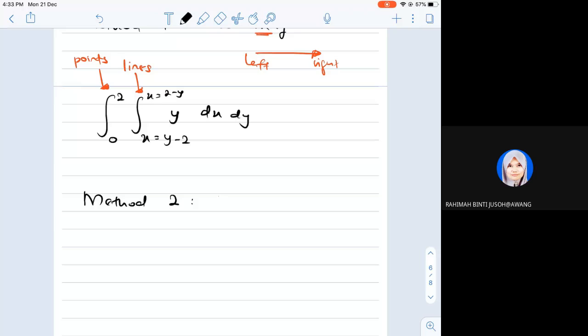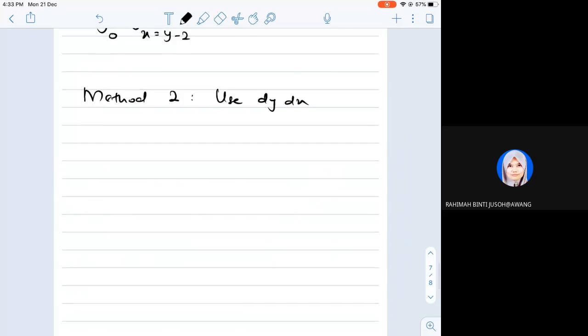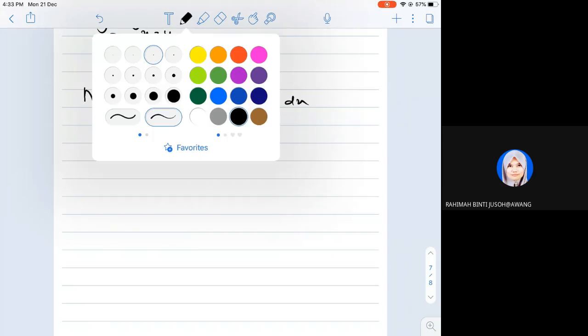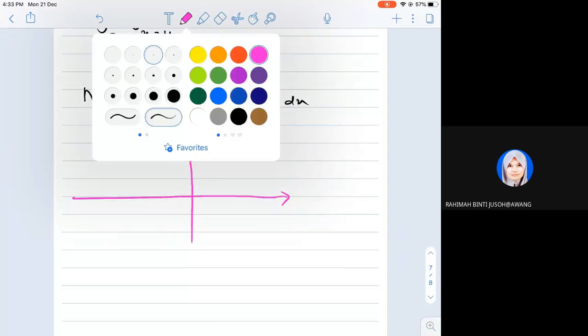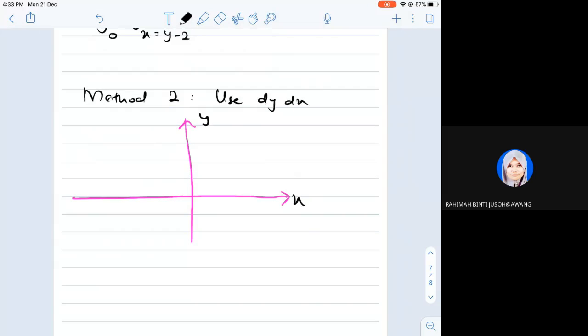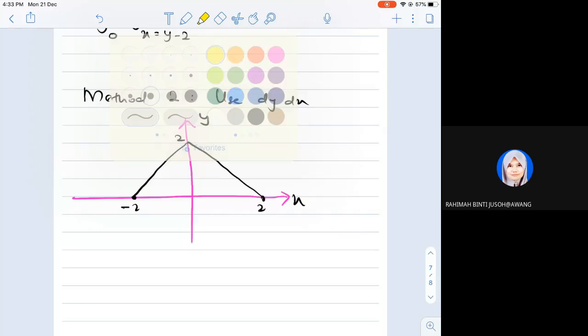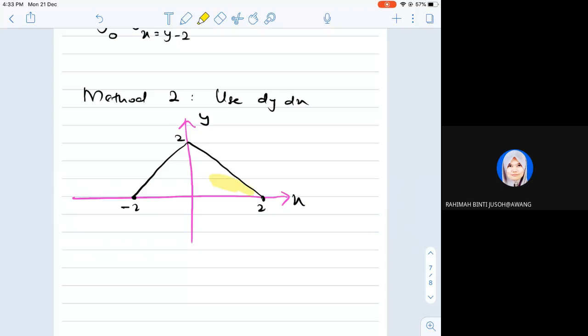Let's say we use dy dx. Okay, so now let's say again I resketch the graph so that you can understand what I mean by move from left to right, bottom to top. Okay, so x, y. We have -2, 2 and 2. So of course this is the region, the same region.